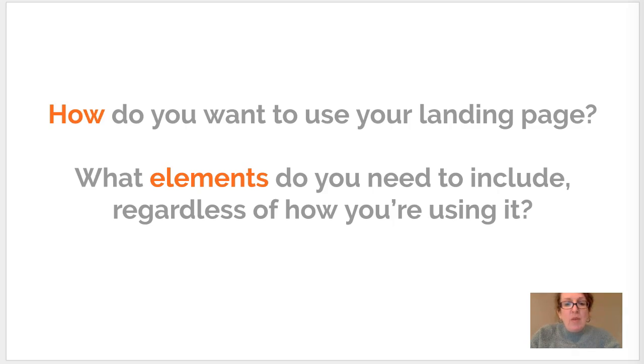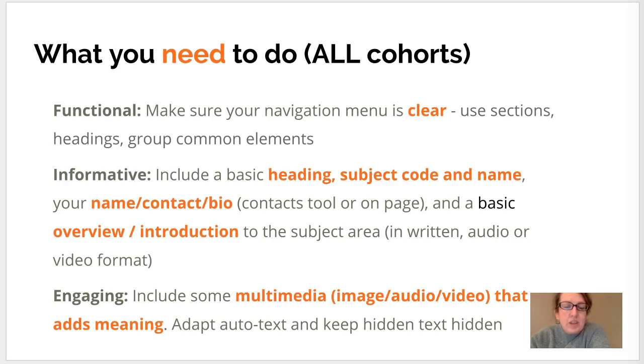Then once you've got that right, what elements do you need to include regardless of how you're going to use it? And just a quick reminder of what you need to do for all cohorts, and this is internal cohorts as well as distance cohorts. Make sure your landing page is functional with a clear navigation using section headings, common elements. Make sure it's informative with a basic heading, subject code and name, your name, contact and bio, preferably in the contacts tool, and a basic overview and introduction to the subject area in whatever format. And make sure it's engaging, including some kind of purposeful multimedia, not just for decoration, but media that adds meaning to your text. And make sure you adapt any auto text and keep any hidden text hidden.